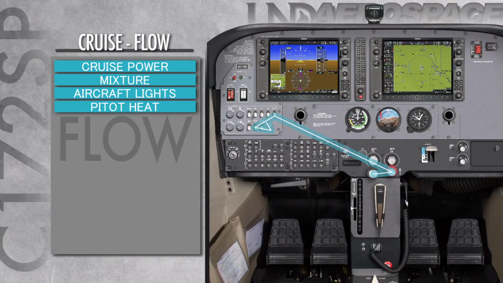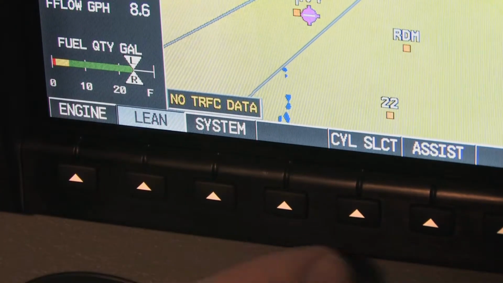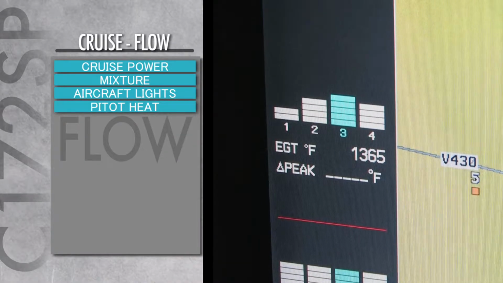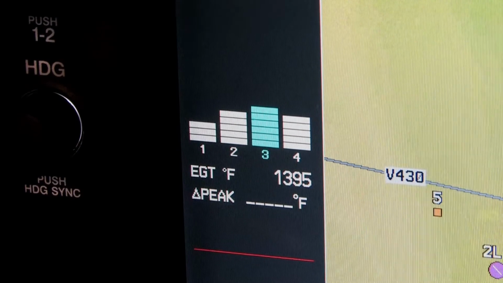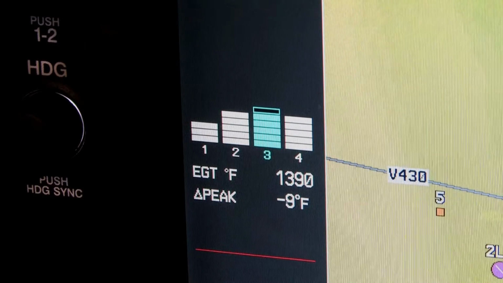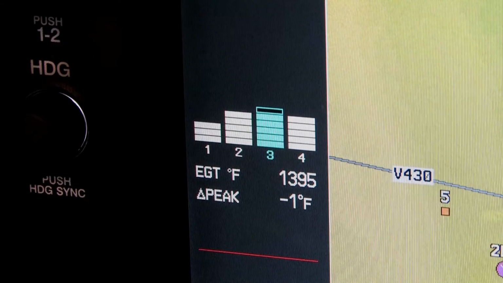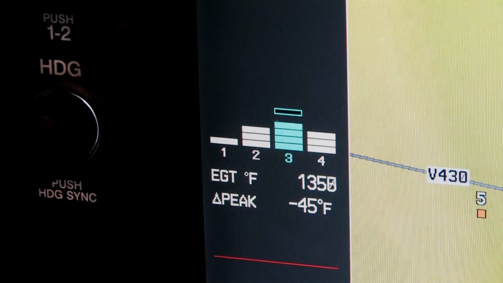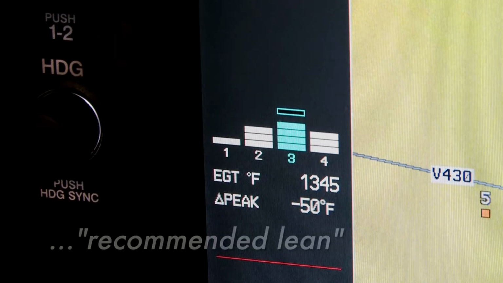After setting the cruise power, the mixture should be leaned. To access the lean assist feature, press the engine soft key, then the lean soft key, followed by the assist soft key. Once this screen on the engine indicating page is active, begin slowly leaning the mixture until the EGT peaks and the temperature shown is a negative value. Then, enrichen the mixture until the peak EGT value is 0 for best economy, or continue to enrichen until the temperature is 50 degrees rich of peak for what Cessna has termed recommended lean.